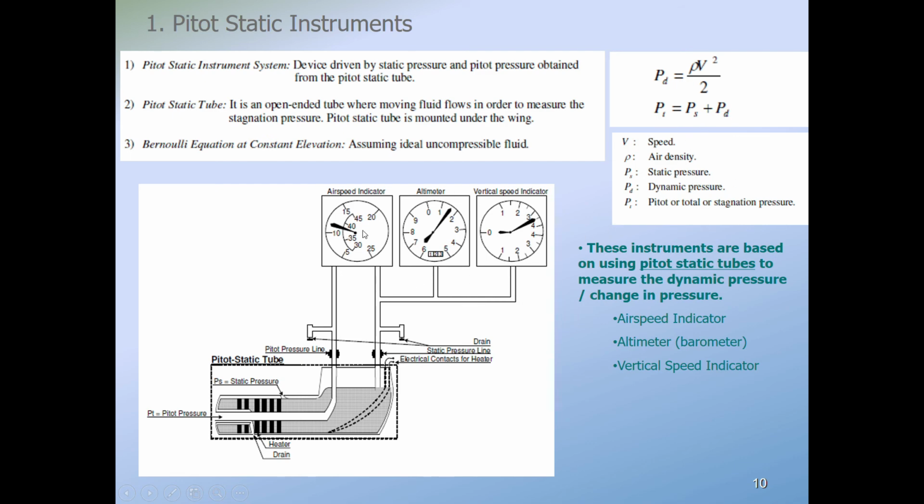Okay, from here, technically when you fly, since the pitot-static tube is mounted under the wing, the pitot-static tube will measure this kind of thing. The airspeed indicator, the altimeter and the vertical speed indicator work by using this mechanism. These instruments are based on using pitot-static tubes to measure the dynamic pressure or change in pressure.